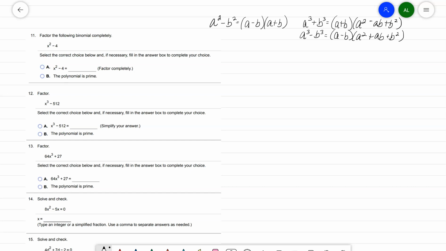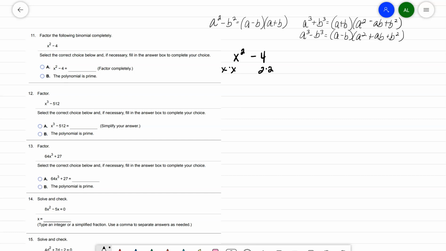once we identify that this is the difference of two perfect squares, and the identifier is the fact that you have an x squared, right? And once you determine the square roots, or we prove that both terms are perfect squares, for example, x squared, I know that x times x equals x squared. With the 4, obviously 2 times 2 equals 4, so we do have the difference of two perfect squares.